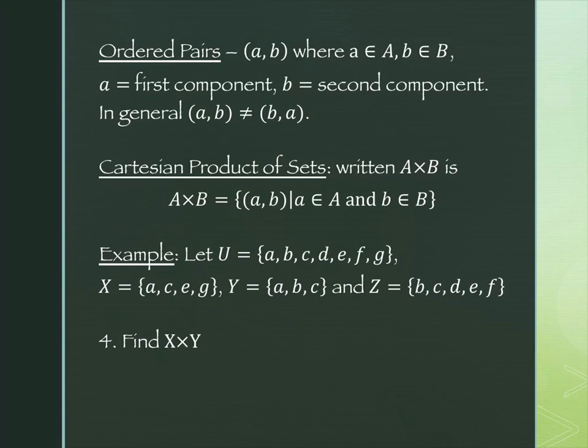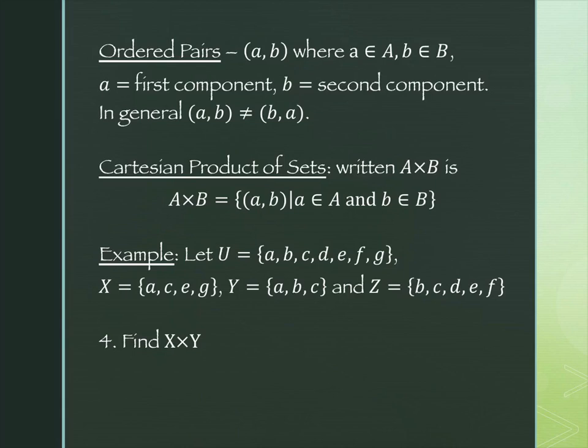So what we're going to do today is we're going to talk about ordered pairs and the Cartesian products. So you know what ordered pairs are from the perspective of algebra, and they work very similarly for what we're working with in set theory. So if you have 2 sets, A and B, then the ordered pairs are items that come from set A in the first spot of the ordered pair, and items that come from set B in the second. And in general, AB does not equal BA.